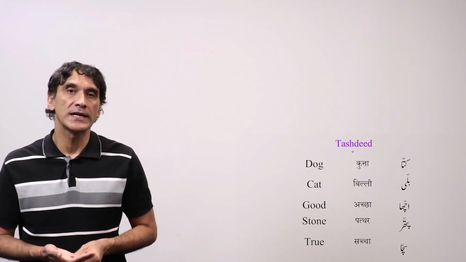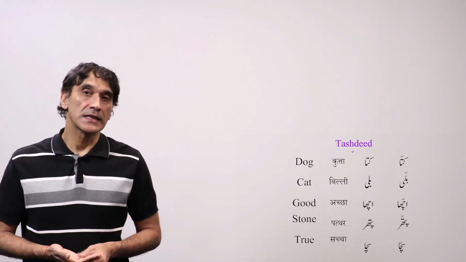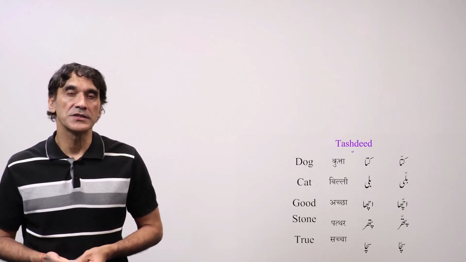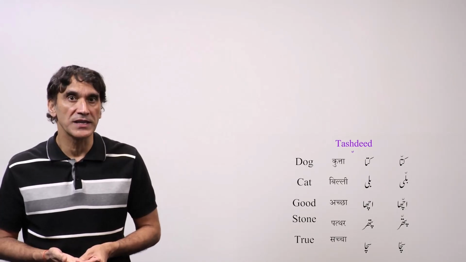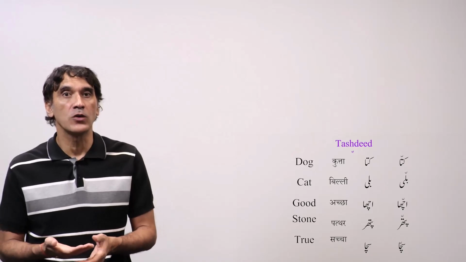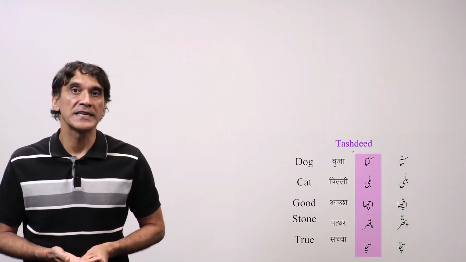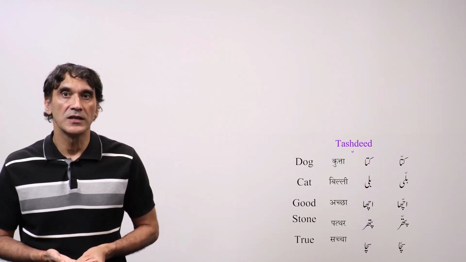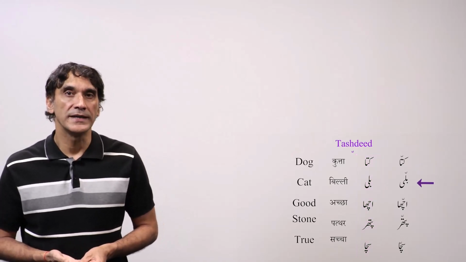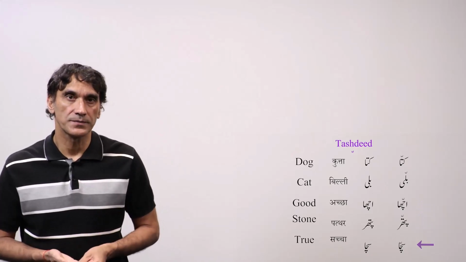But before we do that, there is an important piece of information on Tashdeed. Tashdeed is rarely written. Just like zabar, zer and pesh, it is often omitted. So you can find all these words written without Tashdeed. Here in this column, they are with Tashdeed, and in this one without Tashdeed. Kutta, billi, acha, pathar, and sacha.